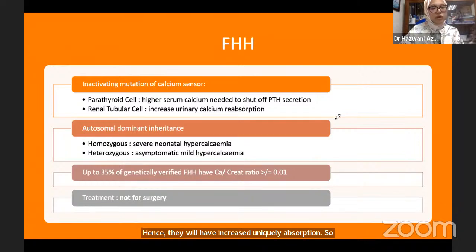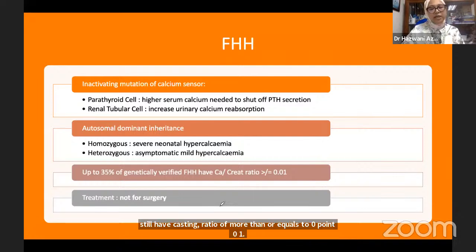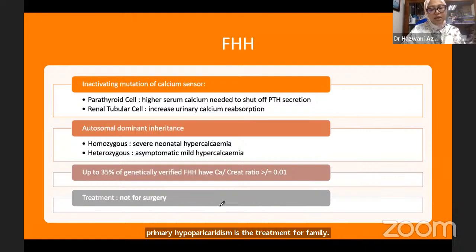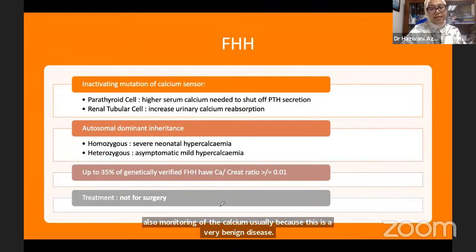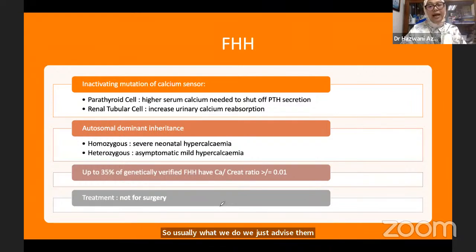However, don't be fooled, 35% of those with genetically verified FHH will still have a calcium creatinine ratio of more than or equal to 0.01. The most important reason why we have to exclude it from primary hyperparathyroidism is that the treatment for familial hypocalciuric hypercalcemia is not by removing the parathyroid or thyroidectomy. It is through increasing the fluid intake and also monitoring of the calcium. Because this is a very benign disease, usually we just advise them to take a bit high fluid intake per day. And usually they won't come with the complications as per primary hyperparathyroidism.